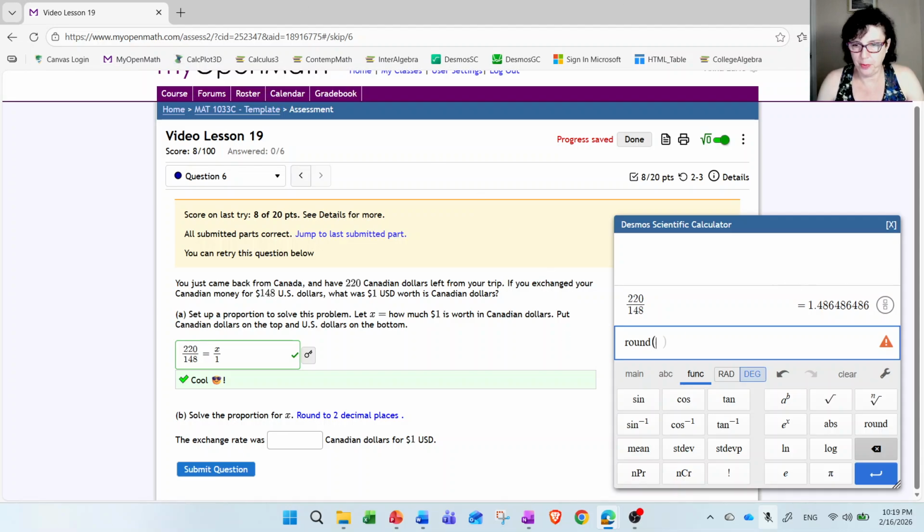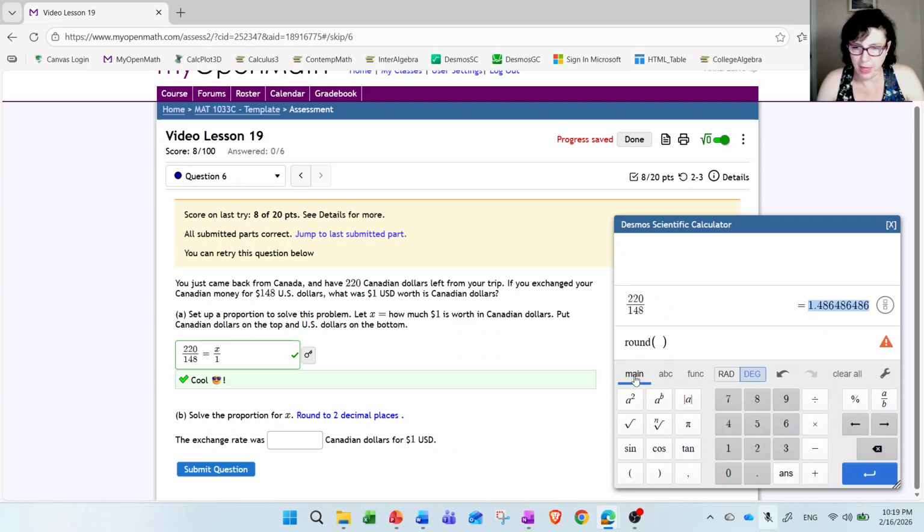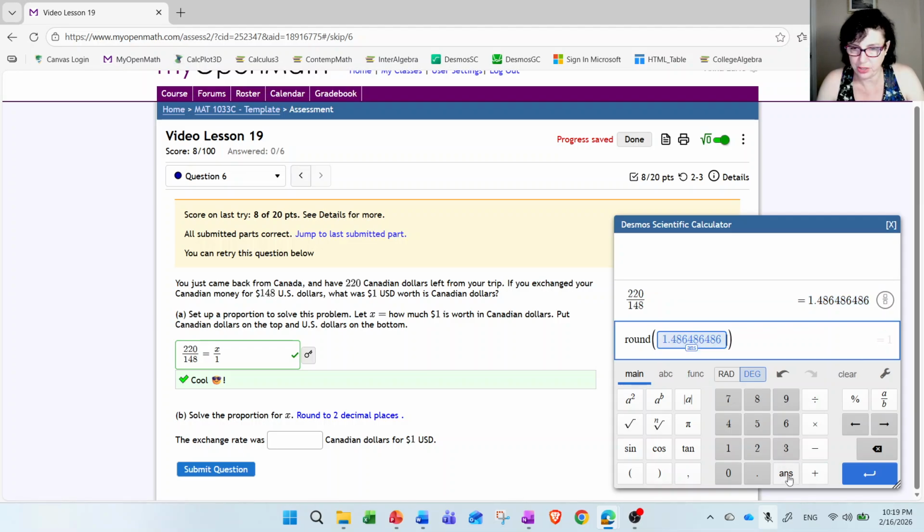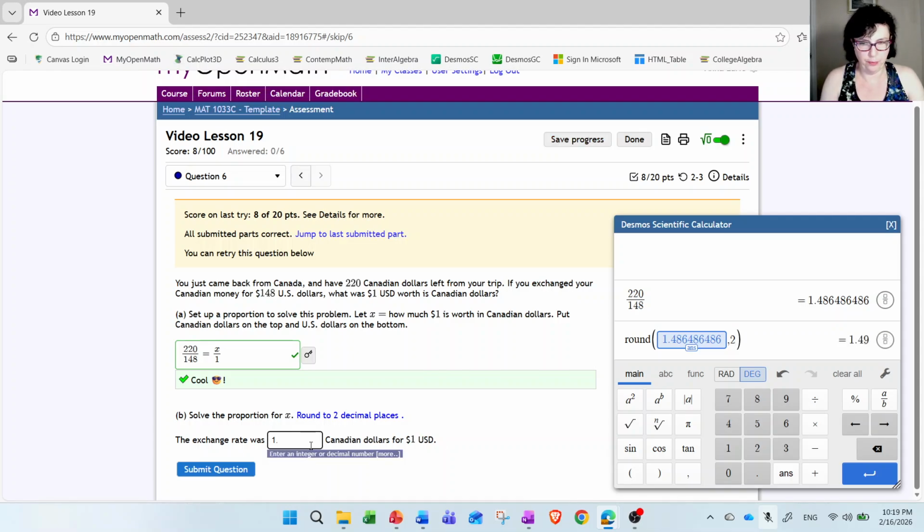Now you want the previous answer. You can just highlight, copy, paste, or you can go back to the main tab. And if you click inside and then click on answer, that'll just copy the previous answer. Then you put a comma and 2. And that tells you, okay, that would be 1.49 Canadian dollars for United States dollar.